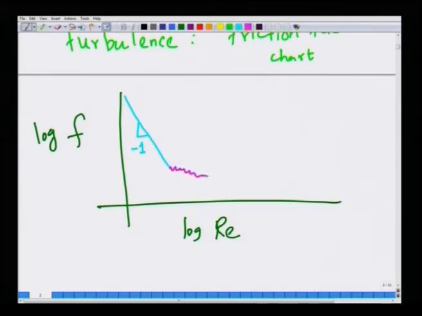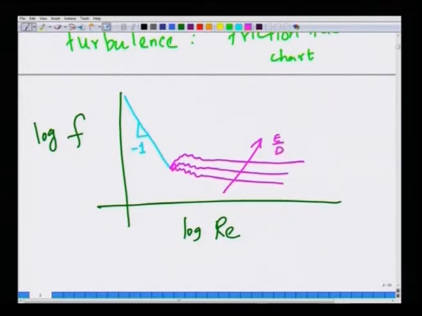There will be a lot of fluctuations initially, and this is for different values of epsilon by d. In the laminar regime, there is no experimentally observed dependence on epsilon by d, while in the turbulent regime it does depend on epsilon by d. So, this is an experimental observation of pressure drop versus flow rate, which is reformulated in a non-dimensional sense and plotted in terms of friction factor and Reynolds number.